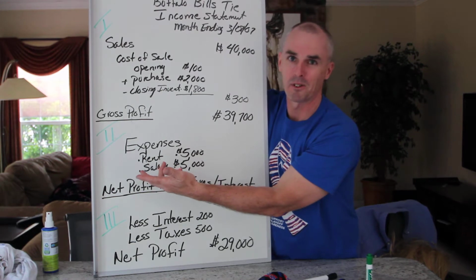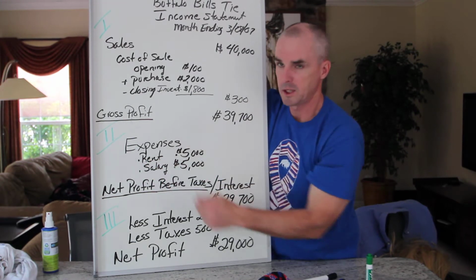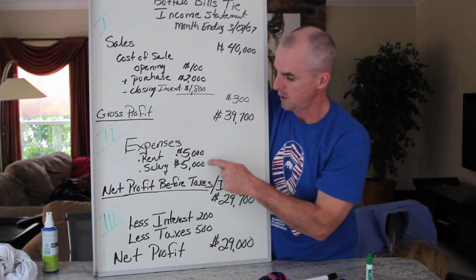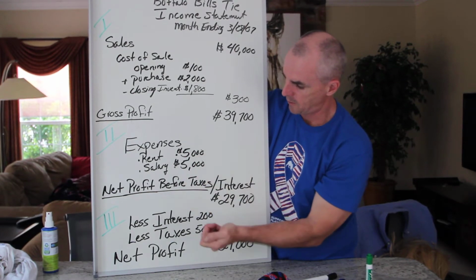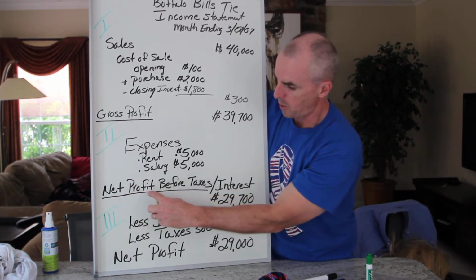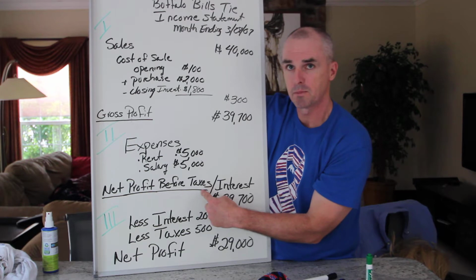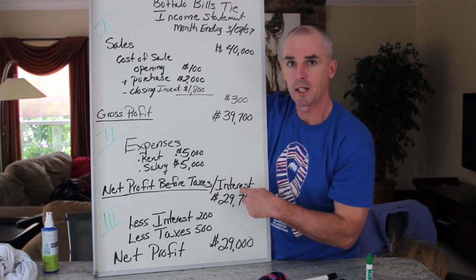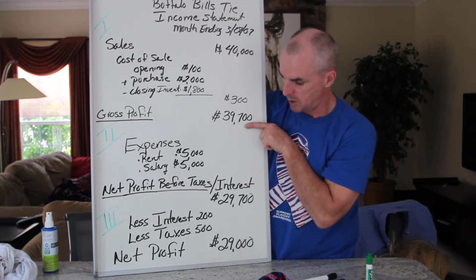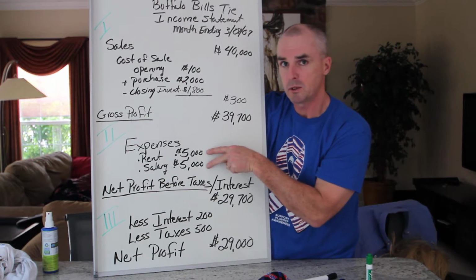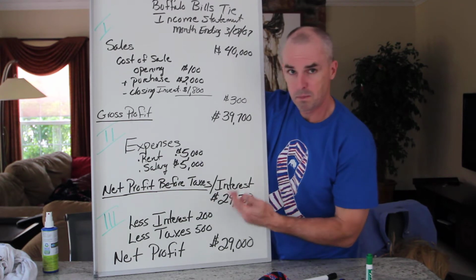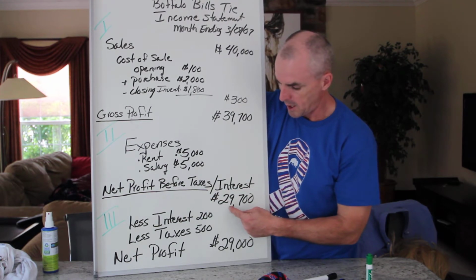We have to pay, not the Buffalo Bills, but we have to pay rent, possibly salary. So once we pay our expenses, our fixed expenses, they total $5,000 and $5,000 for a total of $10,000. So what we end up with is net profit before we have to pay taxes to the government, and we have to pay any interest on any loans that we took out. So if I have a gross profit of $39,700 and I have expenses, bills that I have to pay of $10,000, that leaves me with a net profit before taxes and interest of $29,700.